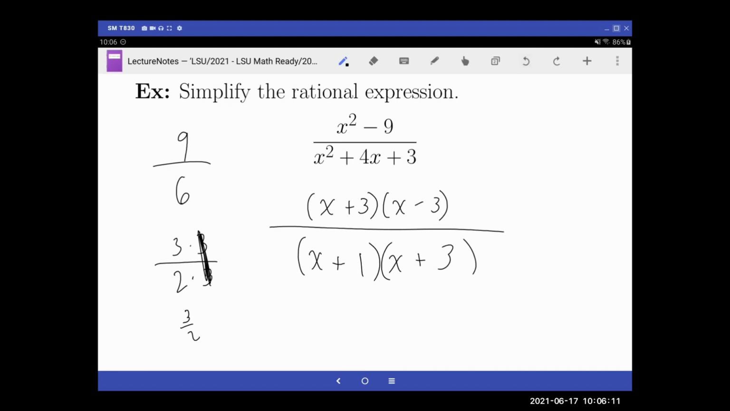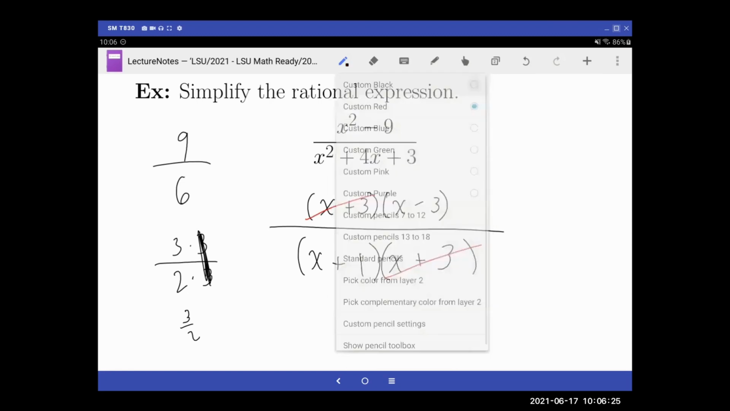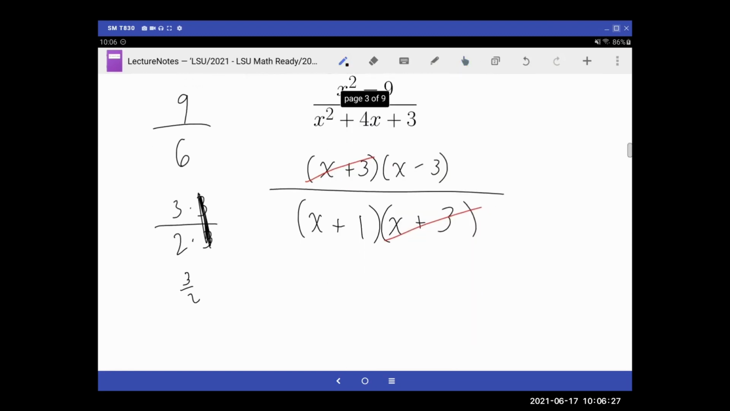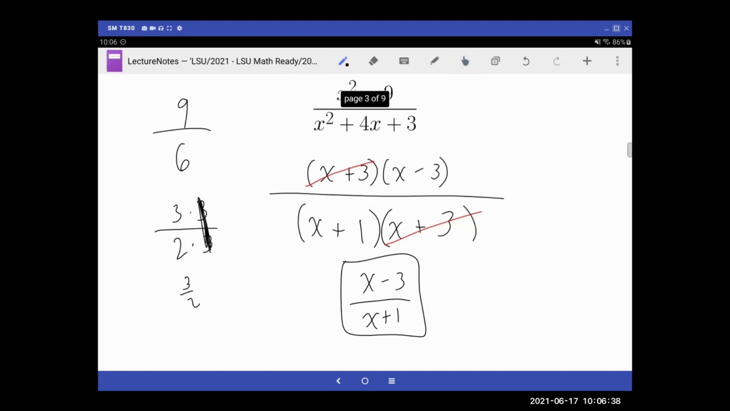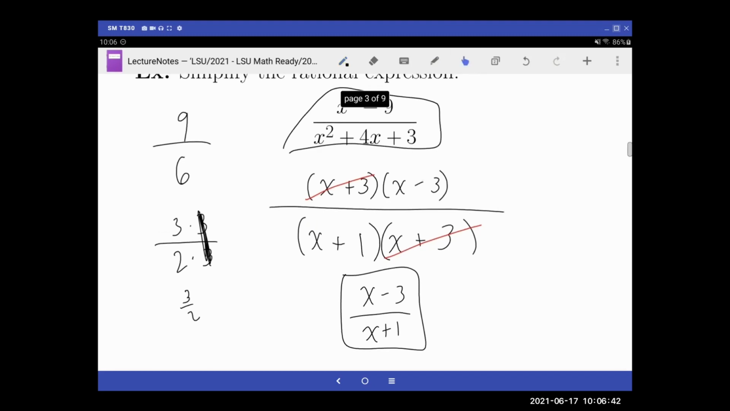We factored the top and the bottom. Now we'll simplify by saying x plus 3 and x plus 3, top and bottom, those two divide out. That's just 1. And so we're left with x minus 3 over x plus 1. So there's the simplified expression. Now I do need to point out that these two are not exactly equivalent. They're almost equivalent, but they're not exactly the same thing.